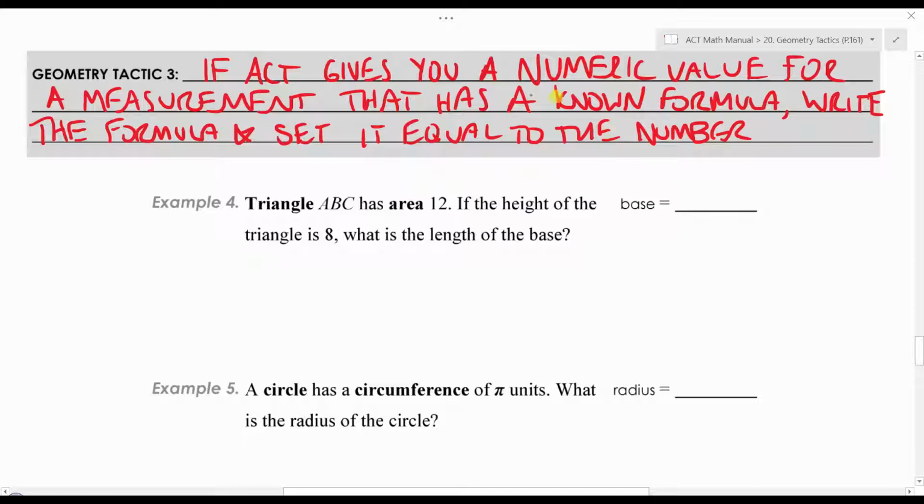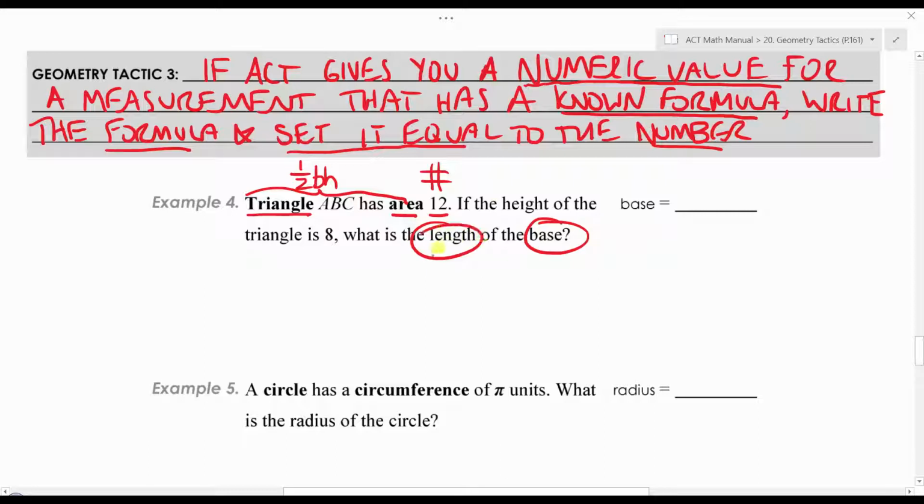That they gave you. So again, if ACT gives you a numeric value for a measurement that has a known formula, you're just going to write that formula and you are going to set it equal to the number that they gave you. Now, some of you may already be doing this intuitively, which is great. A lot of students do not do it intuitively, and it causes them to get caught up or to pause when they shouldn't be pausing. Anytime that ACT does something like this, where they tell you, let's say that a triangle has an area of 12, you notice this is a numeric value, and triangle area is a measurement that we have a known formula for.